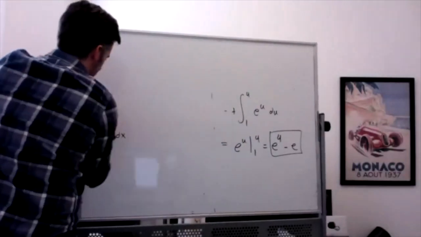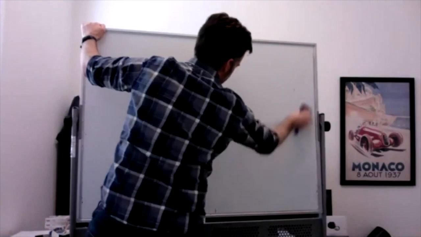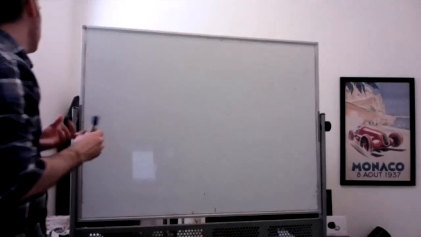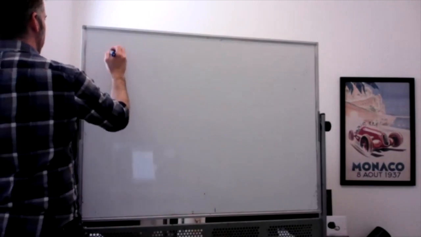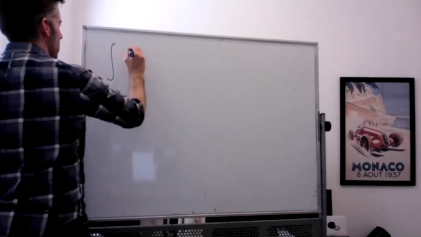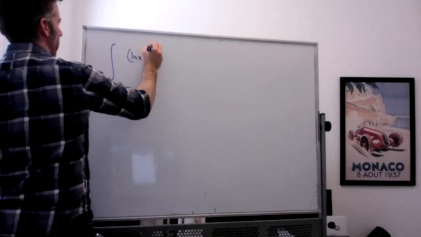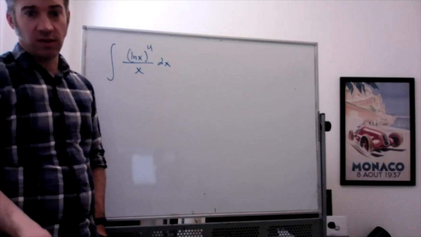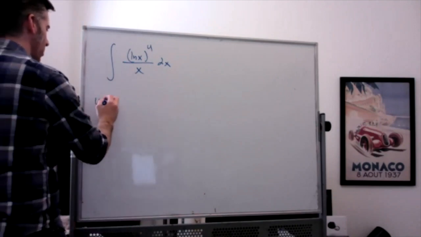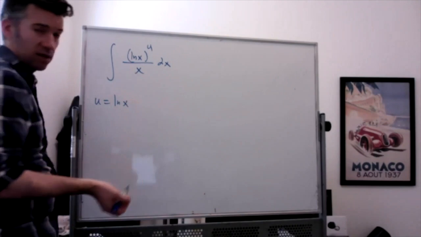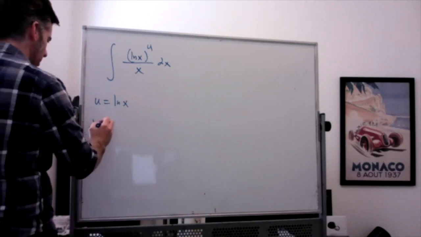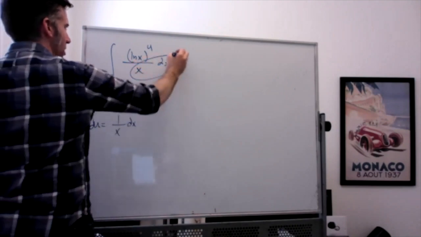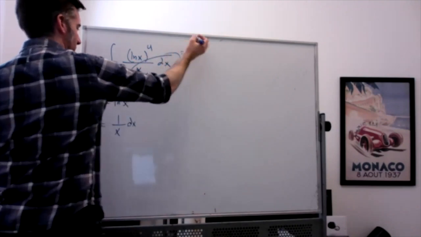So, to address the other question: someone asked, is there a time when u equals the numerator? And there are a couple of examples. One example I can think of is something like the integral of natural log of x to the 4th over x. This is totally a time where you want to let u equal something in the numerator. I'm going to let u equal the natural log of x because my du is 1 over x dx, and there's my 1 over x dx.